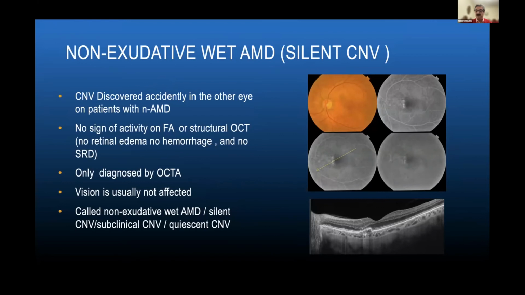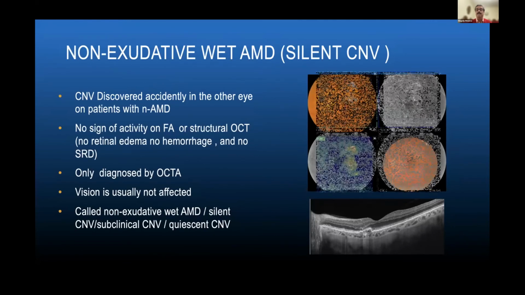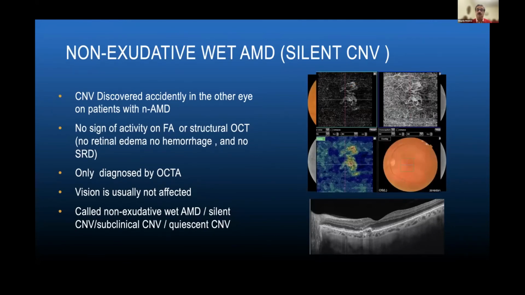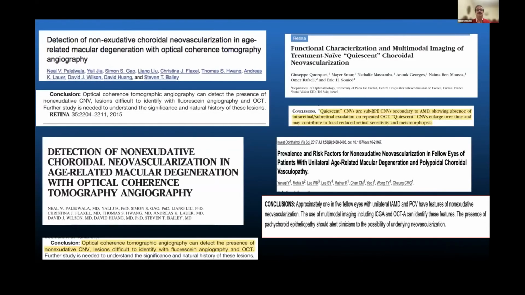It's only diagnosed by OCTA. We find some high vascular flow neovascular complex at the level of the outer retina, and vision is usually not affected, and the patient is not complaining. It's called, as I said, many names: non-exudative wet AMD, silent CNV, subclinical, quiescent CNV. And these publications started in 2015, 2016, up to 2017, using OCTA.